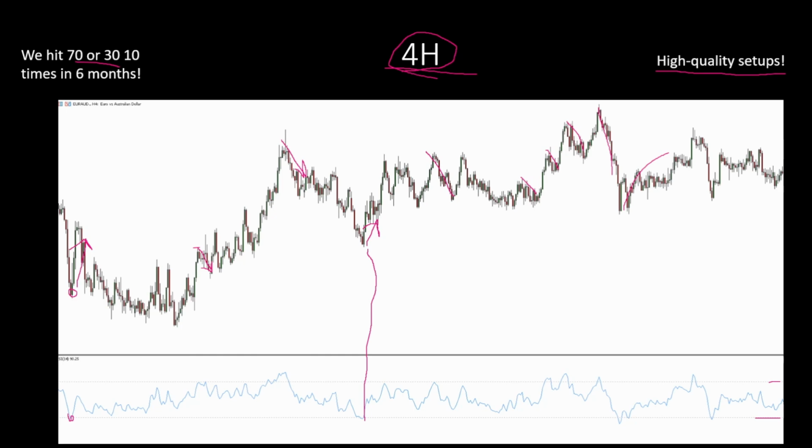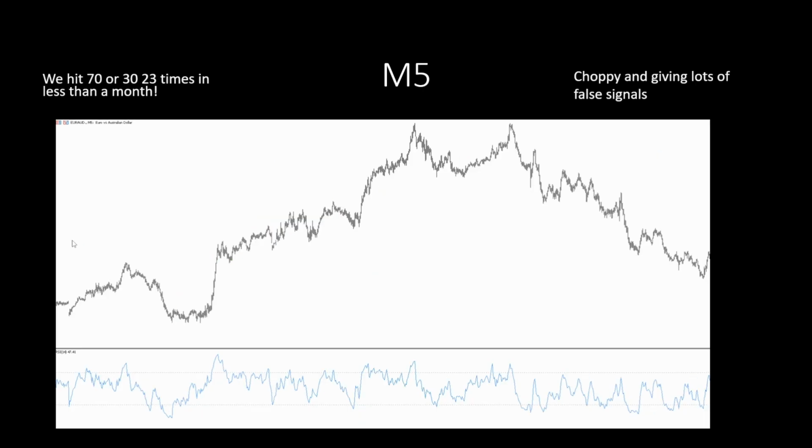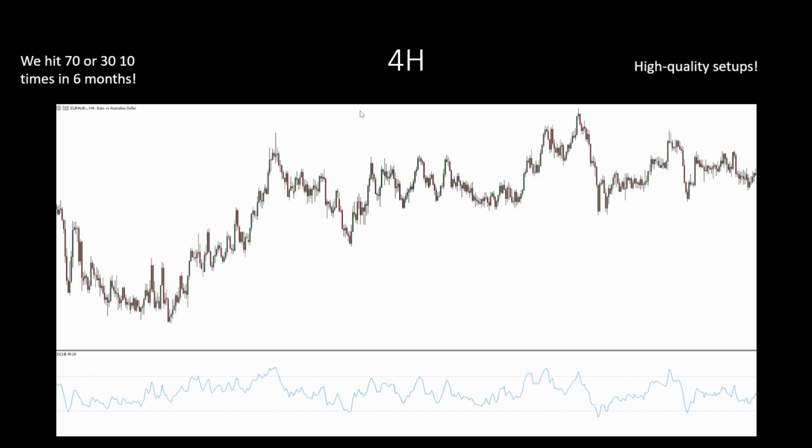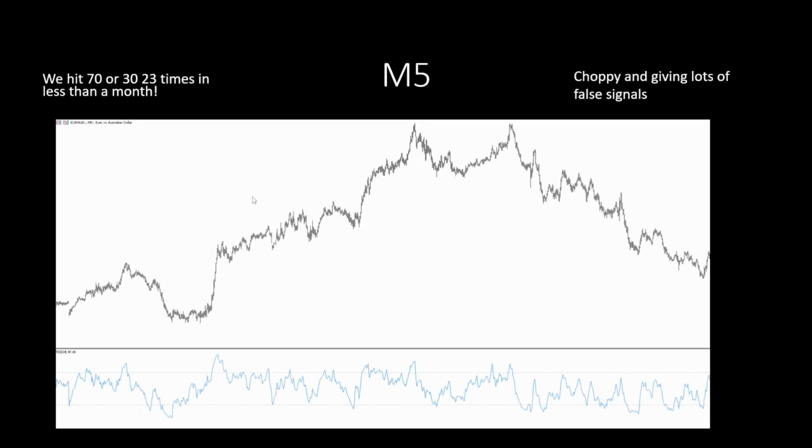Now let's have a look at the M5 chart and see what we see. Alright, so this is me zoomed out as much as I can on MetaTrader on the M5. So this is only showing 1 month of data compared to the 6 months I had on the 4-hour. This is 6 times less than the last one. And we've got just over double the times we've touched it in 6 times less of the time. So this is the M5 chart, and as you can see, we hit our 70 and our 30 levels 23 times.